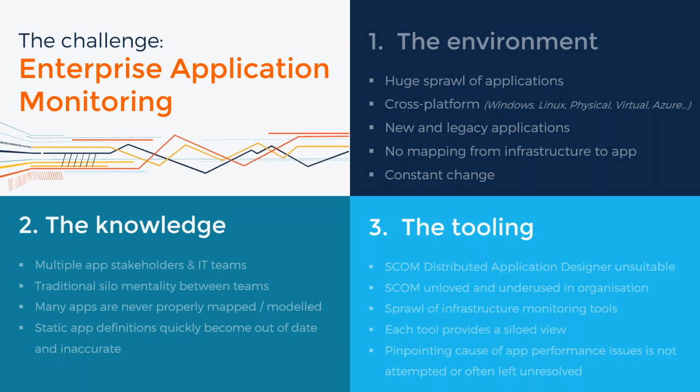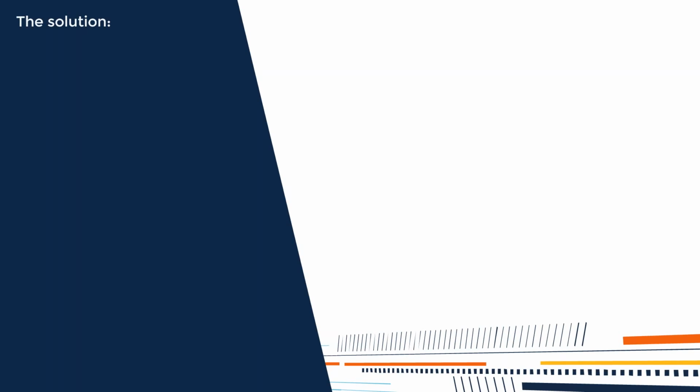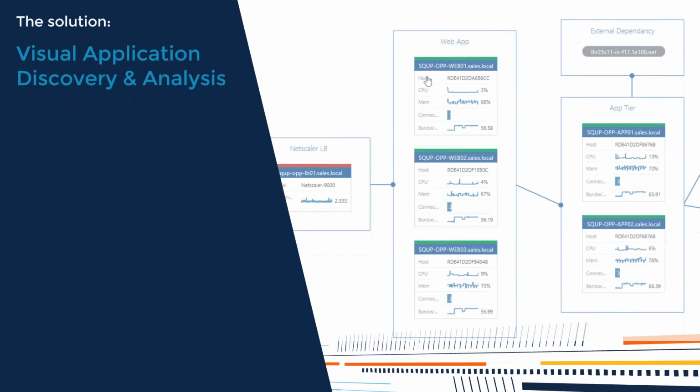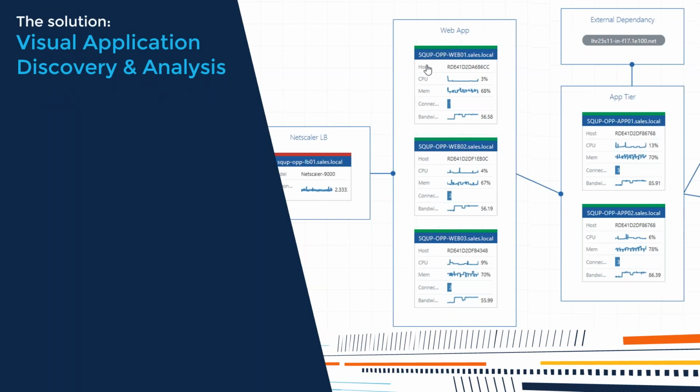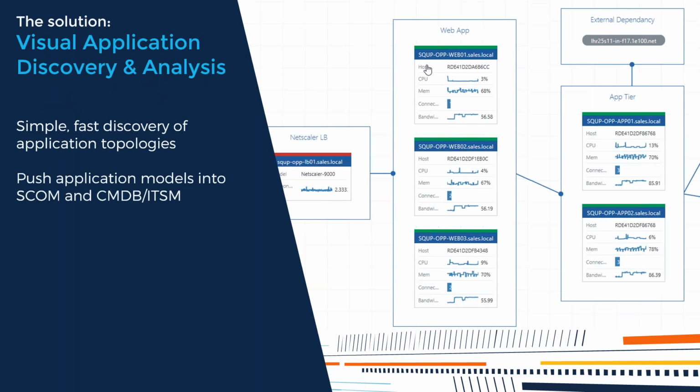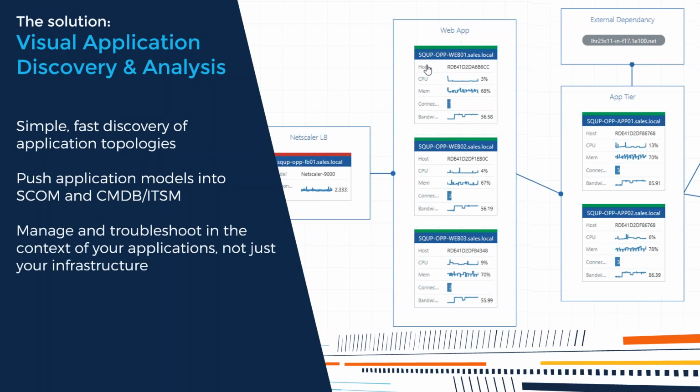underlying issue was. So given that challenge, I'd like to introduce you today to the solution that we're offering, which is Visual Application Discovery and Analysis. What is this? It's simple, fast discovery of your application topologies. You can publish those application models that you discover into SCOM, and from there use third-party connectors to push that out into your CMDB and share that with the broader organization.